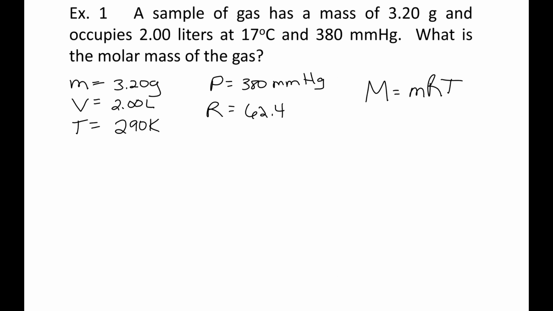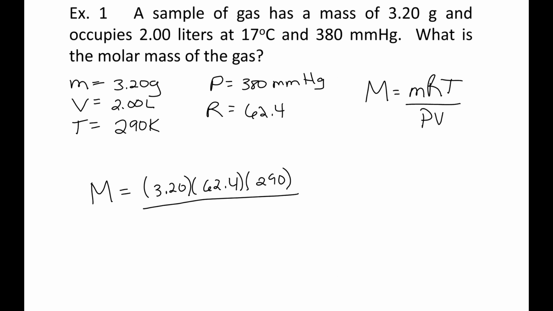How do I know? Well, I'm looking at everything I've got. It's the only equation that has M, V, T, P, and R. So I know to use that one. Okay, so it's going to be 3.20 times R, which is 62.4, times T, which is 290, all over P, which is 380, and V, which is 2.00.